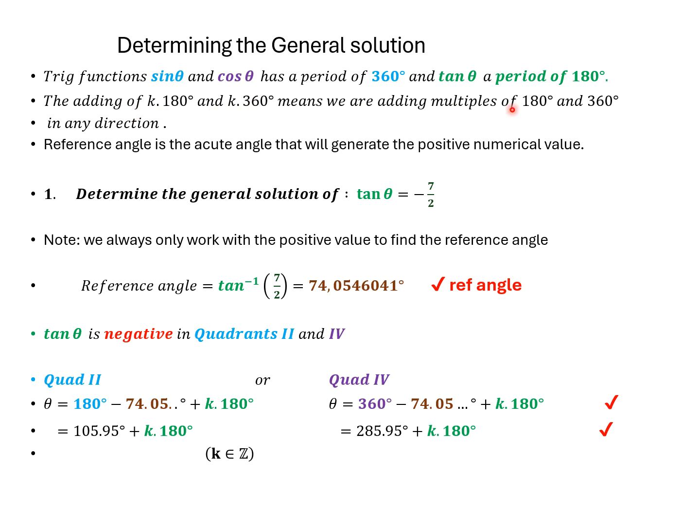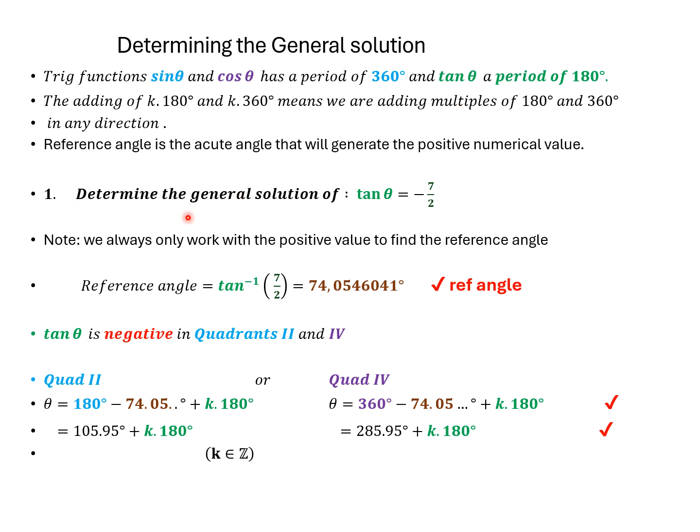And this simply means we're adding multiples of 180. As I said, this simply means we're adding multiples of 180 and 360 in any direction. I'll explain that when we do the problem. Reference angle, so we need to use the angle that's acute, meaning less than 90, that we can use to see what other values would give me the same answer depending on what's given.